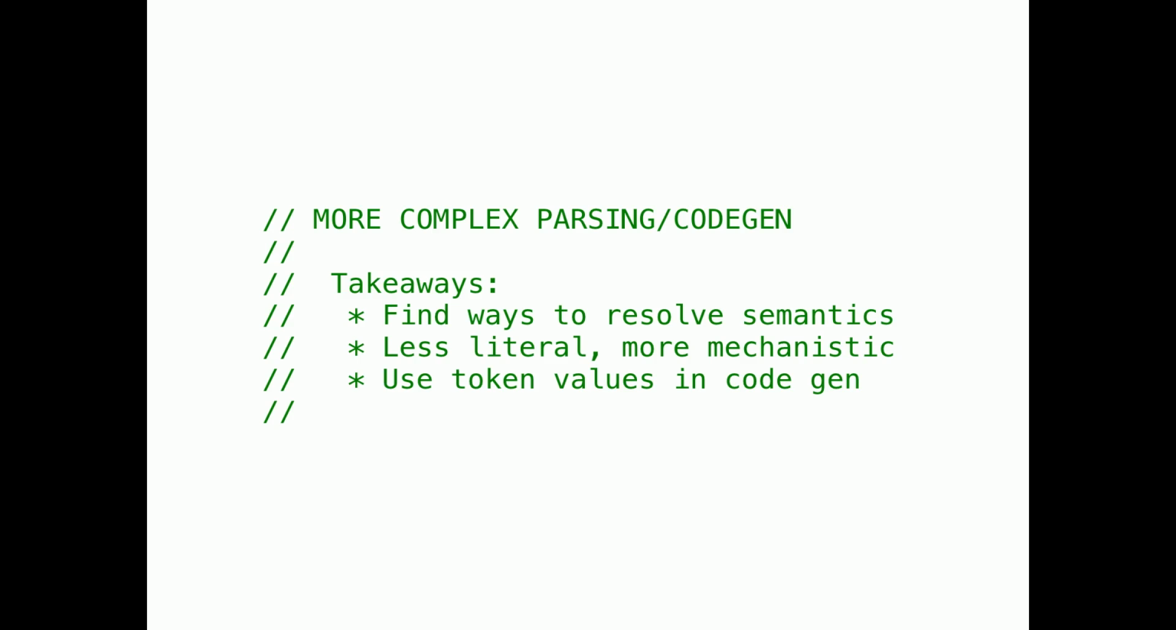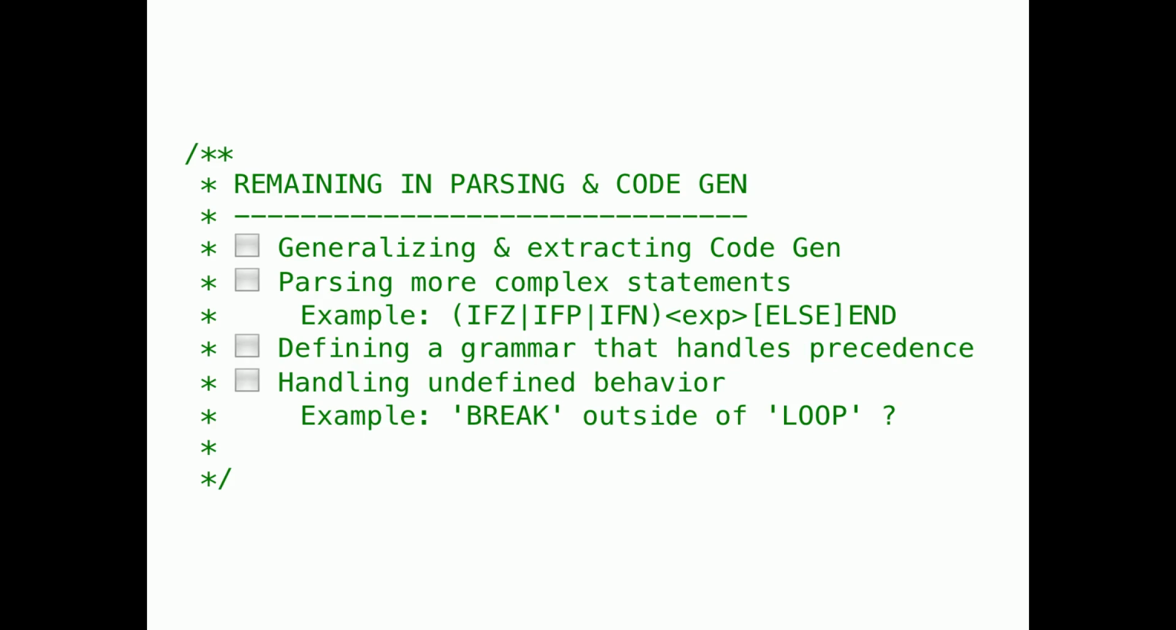So the point here is that it does get more difficult. You're going to have to find ways to resolve these semantic problems. You're going to have to generate less literal, more mechanistic code. You're going to have to use in the code that you're generating the token values that you carried forward. But all of these things, hopefully, don't seem magical. They just seem like programming challenges, things that we would have to hack on and work through, but we could imagine getting working. So some other things to think about: how do we generalize and extract code generation? How do we parse more complex statements?